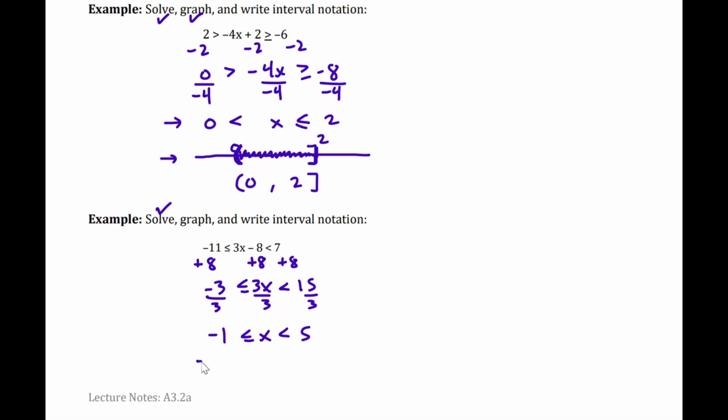To graph, it's pretty straightforward. It's going to be all of the x between -1 and 5, but we're including -1, so that should be a bracket there. So we have a bracket at -1, we have a parenthesis at 5 because 5 is not included. That's the graph, and then to write it in interval notation, we have our left number, we have our right number, bracket at the left end, parenthesis at the right end.